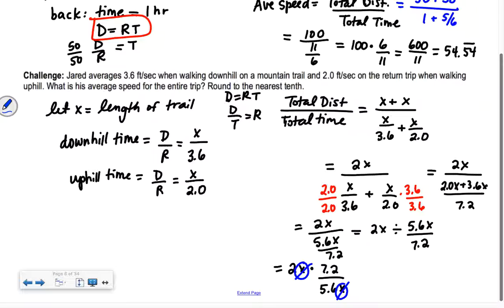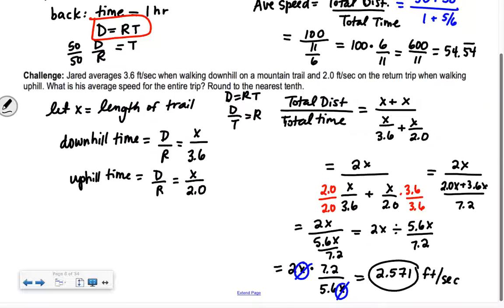So we get 2 times 7.2, so 14.4, and we divide by 5.6. And his average speed ends up being 2.571. What was that, feet per second? So it is between those numbers, but the average of those two numbers, if I just added 3.6 and 2 and divided by 2, was 2.8. So see how it's slightly less than the 2.8 because he's spending more time walking at a slower rate.